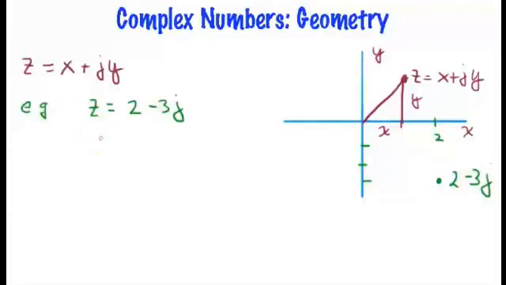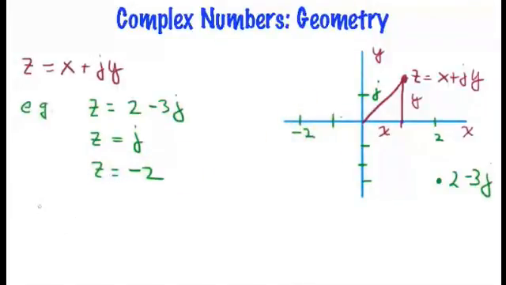How about the number z equals j? Well, I have to go up 1 unit along the y-axis, and there's the number j. One more number. How about the number z equals minus 2? Well, that's along the x-axis. I go out to minus 2. There's minus 2.